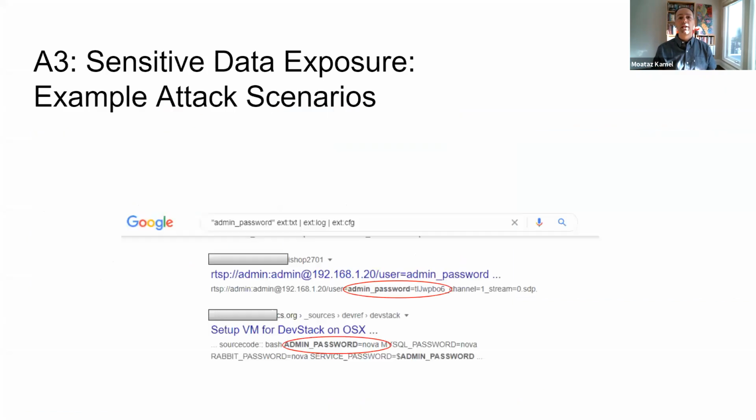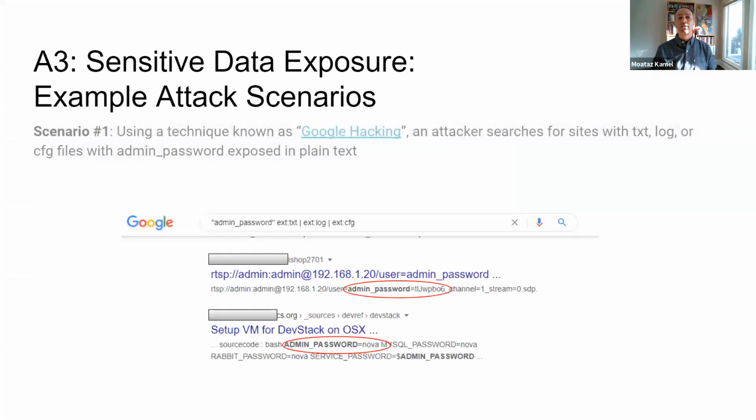So let's take a look at a potential attack scenario. This is a technique known as Google hacking. You can take a look at the link there for Google hacking. But Google hacking is a technique where an attacker searches for certain strings on Google, and that will allow them to expose sites that have vulnerabilities. So for example, they're looking for the string admin password, and they're looking for it in text, log, and config files. And I ran this yesterday, and I had a bunch of results showed up with sites that have admin passwords that are in the clear.